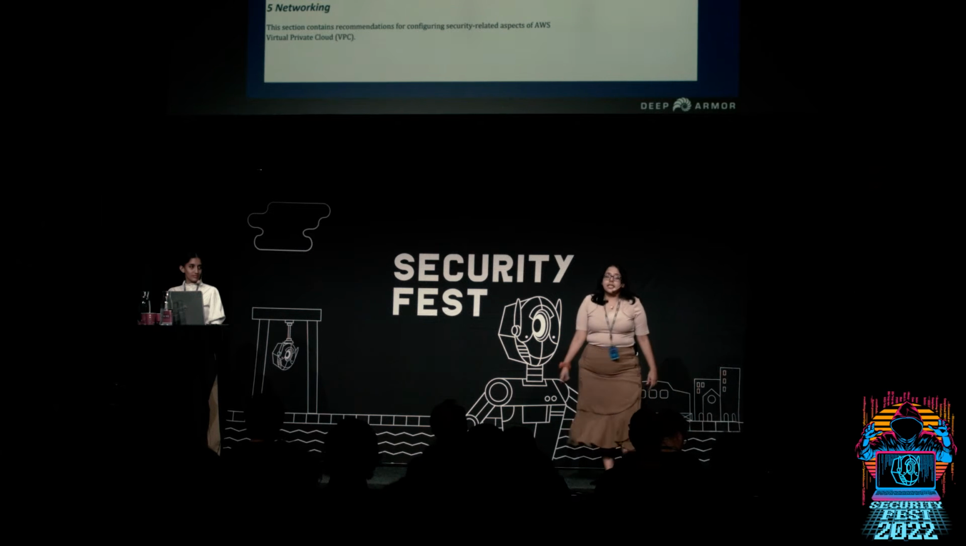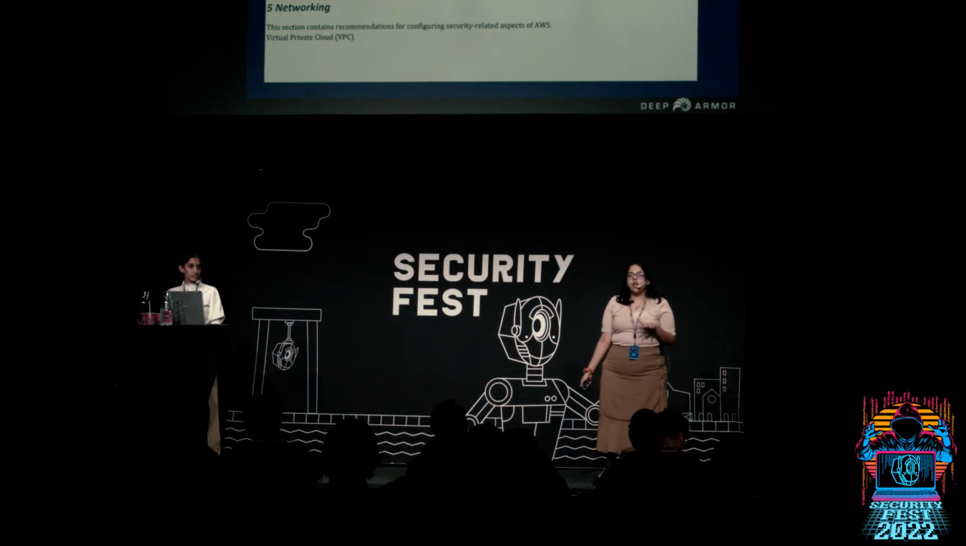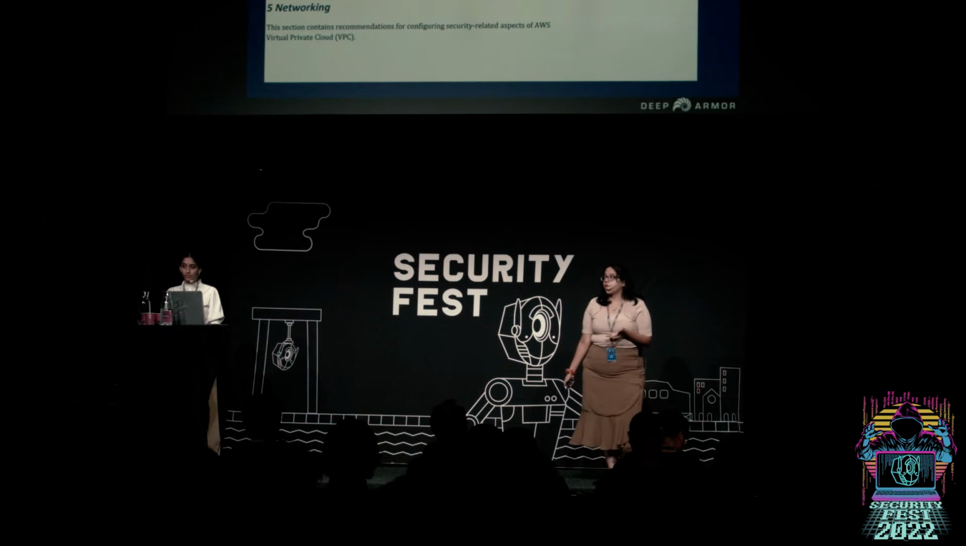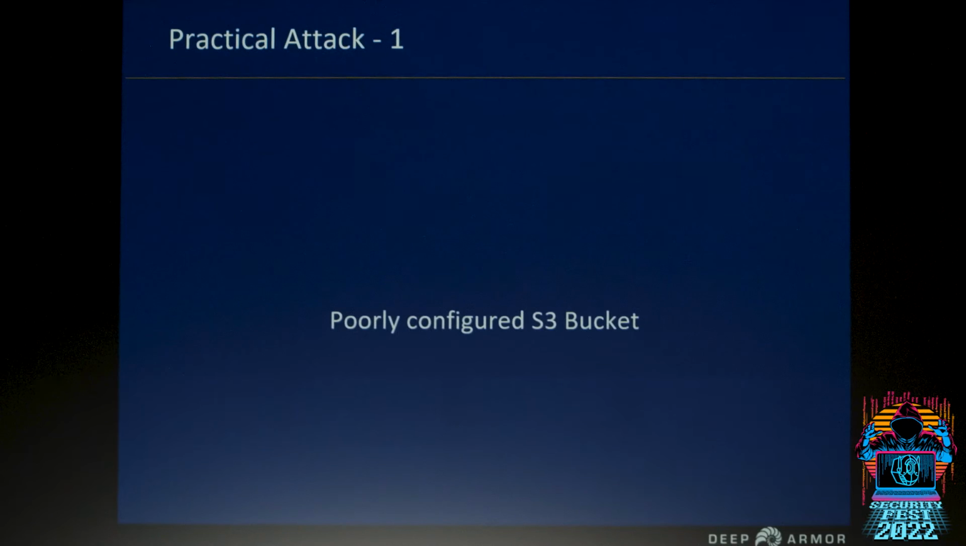In the last part, CIS recommends what traffic should be blocked and what should be allowed into your cloud environment. So we'll take a demo of a practical attack into consideration. We are going to take a poorly configured S3 bucket as our scenario here.